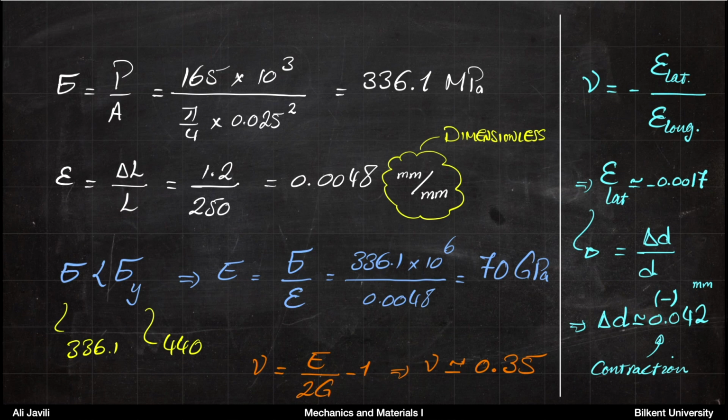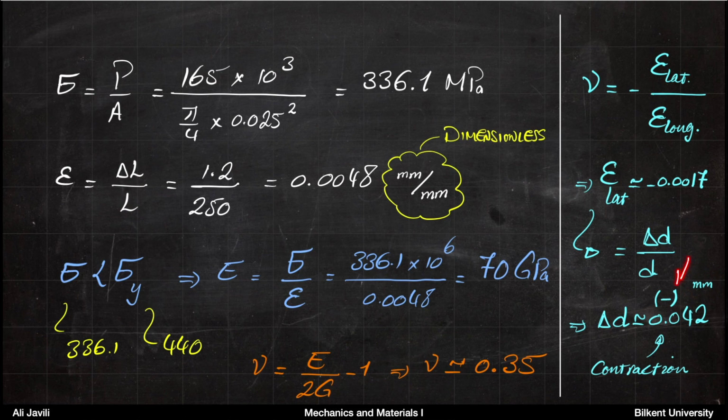So the last thing you want to do is to insert the strain that we calculated here, and using the Poisson ratio, you want to calculate the lateral strain, and then from the lateral strain, you can calculate the contraction in the diameter. So if you do that, you get lateral strain to be minus 0.0017. And you remember the definition of the lateral strain is delta D by D. And that gives you delta D of 0.042 millimeter.